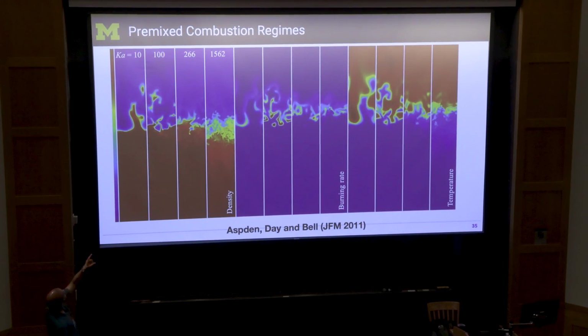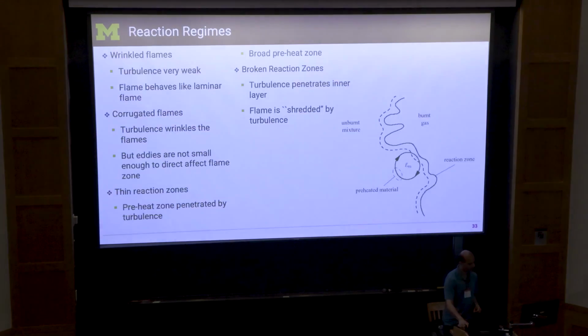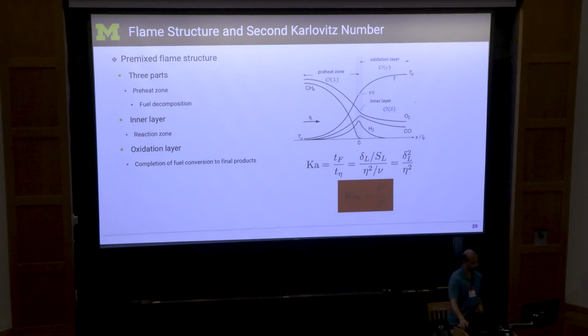So what you have in these four panels are different Karlovitz numbers. We saw before that the Karlovitz number is the ratio of length scales. So if I go back, you can see the Karlovitz number there. That's delta L, the laminar flame thickness, divided by eta, right? So if eta becomes smaller and smaller, if your Reynolds number increases, then your Karlovitz number is going to increase.